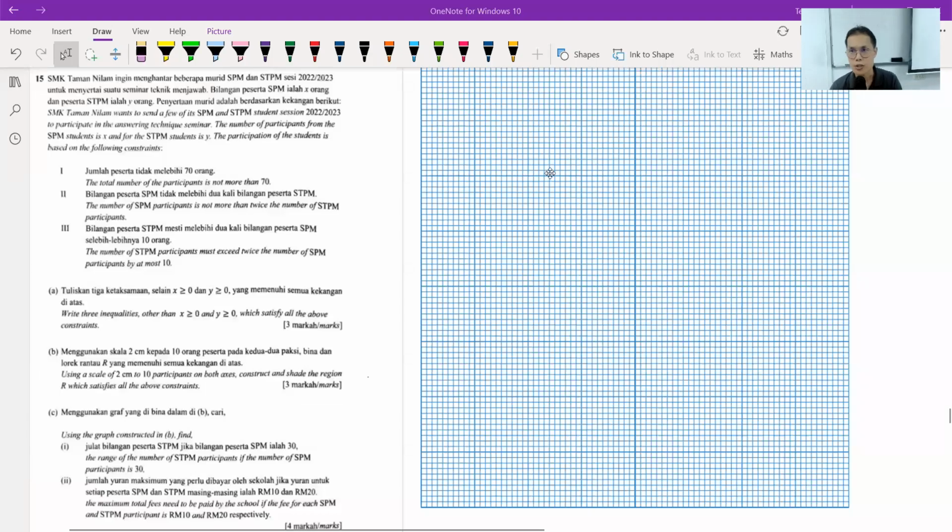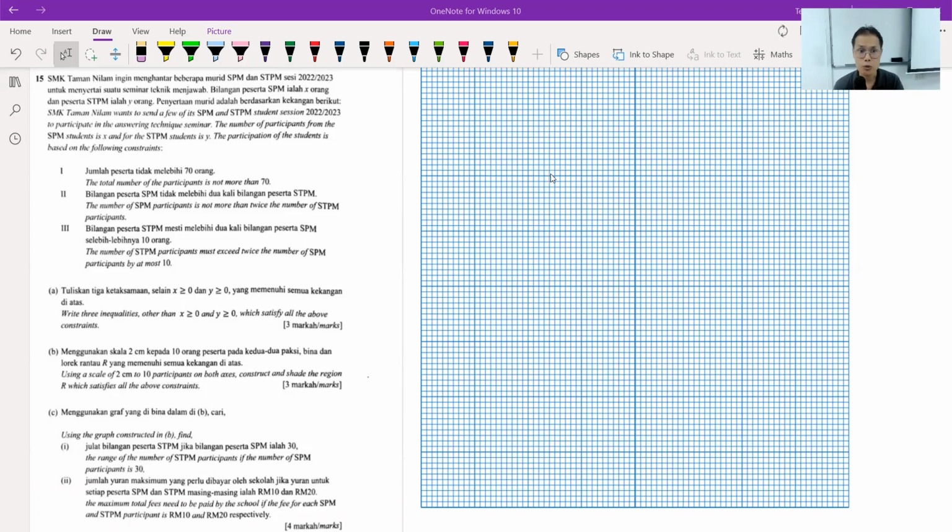Okay, last question from this paper. This is linear programming, Form 5, Chapter 7. So here SMK Taman Nilai wants to send a few SPM and STPM students to participate in an answering techniques seminar. The number of participants for SPM students is X, and the number of participants for STPM is Y. They are based on the following constraints.